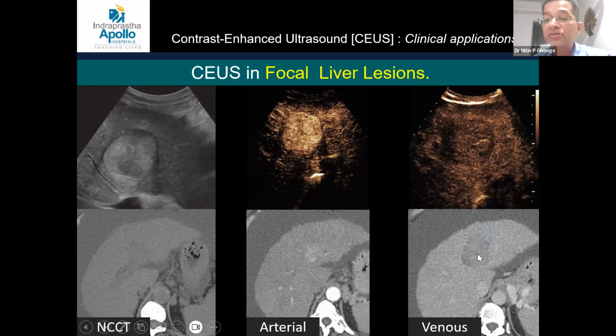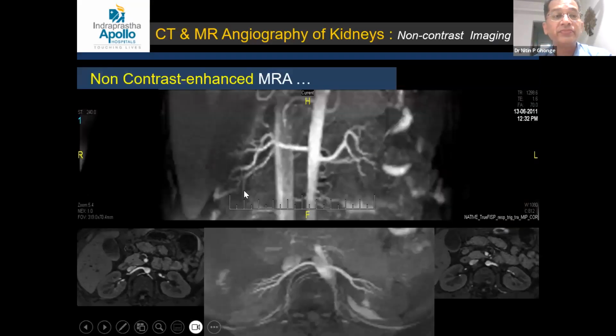So this early washout of contrast suggests that there is tumor neovascularization in the lesion, and that is a sign of leaky capillaries, which is a sign of malignant nature of this lesion. So this is a HCC, hepatocellular carcinoma, in a liver, and because the KFT is not normal, in such cases it is good to use ultrasound contrast because it is absolutely safe and can tell us about the nature of this lesion.